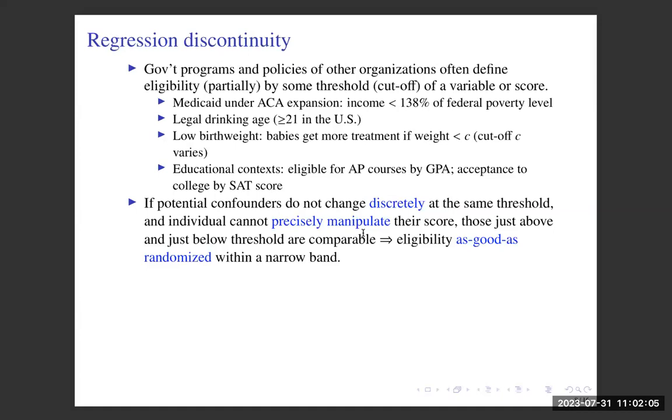Now, if potential confounders do not change discretely at the same threshold, and the individual cannot precisely manipulate their score, then those just above the threshold and those just below the threshold are comparable. And so the eligibility becomes as good as randomized within a narrow band. So that's a really powerful result, and that can allow you to get some causal results within that narrow band.